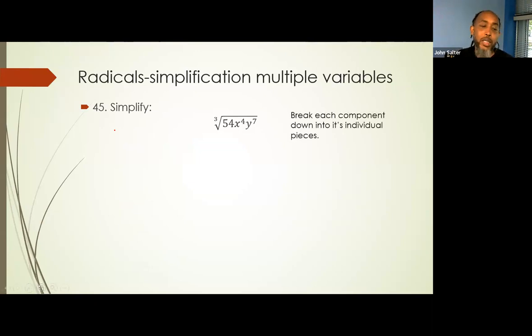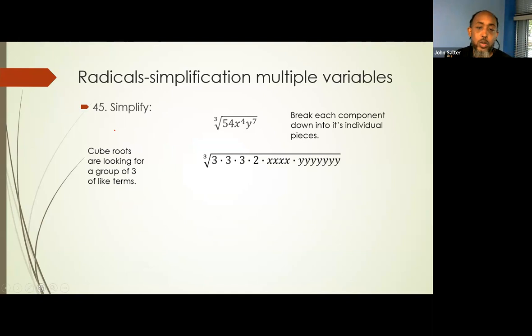All right, simplify. I want to break it up into its individual pieces. I got 3 terms inside of there, and all of them are looking for cube roots. So if I factor these things up, 54 into prime factorization, I get 3 times 3, which is 9, times 3 times 2, 9 times 6 is 54. Then I got 4 x's and 7 y's, but I want to break this up into groups of 3. All right, so what's that going to look like?